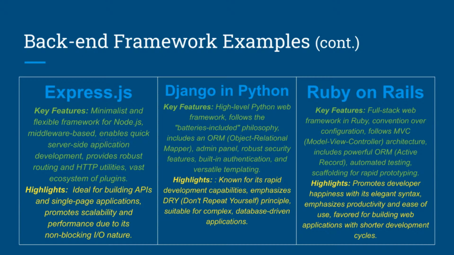So for Ruby on Rails, it is a full-stack web framework in Ruby. It prioritizes convention over configuration and follows MVC, which is Model View Controller, architecture. It includes a powerful ORM called Active Record and has automated testing and scaffolding for rapid prototyping. It promotes developer happiness with its elegant syntax, emphasizes productivity and ease of use, and is favored for building web applications with shorter development cycles.